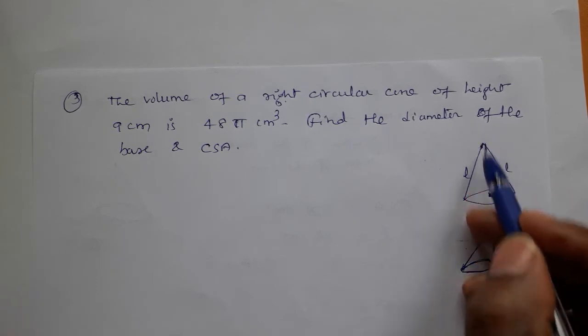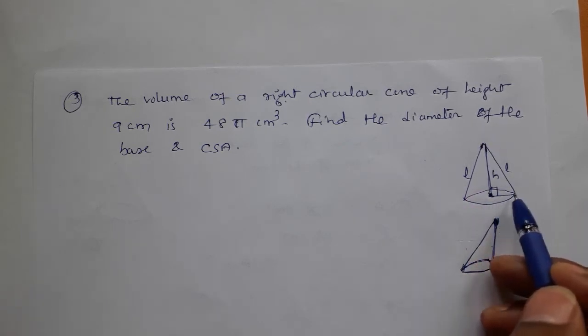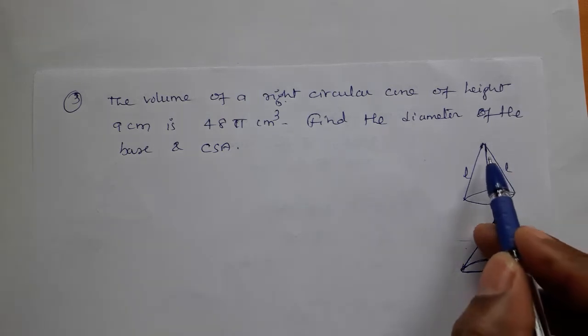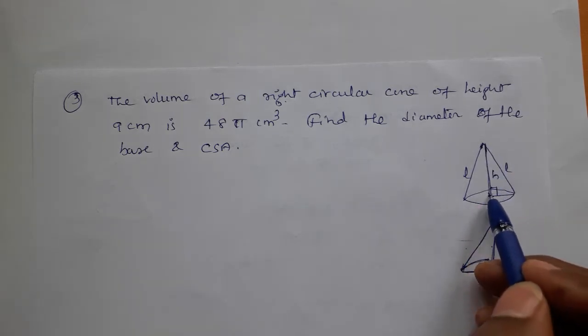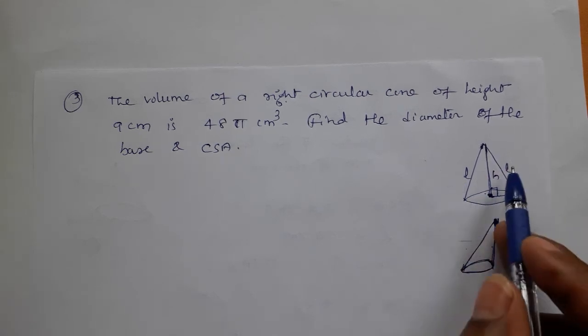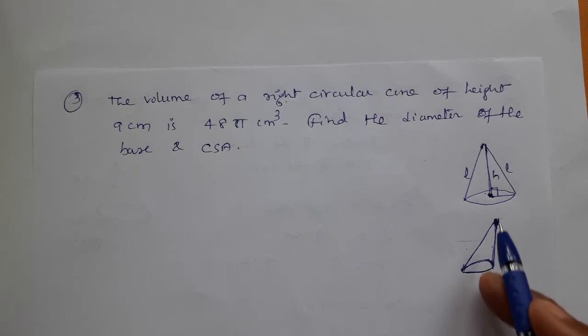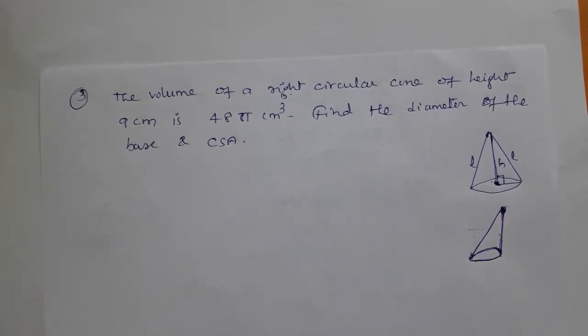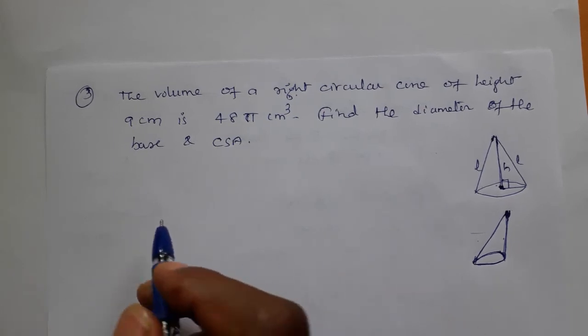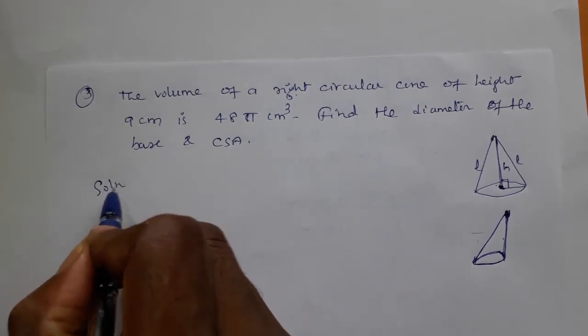That means the height is perpendicular to the radius and there are two slanted sides. That height exactly passes through the center of the circle. So if the height is exactly passing through the center of the circle and there are two slanted sides on either side, then that is a right circular cone. This is not a right circular cone. So don't confuse. Right circular cone generally you take as cone only.